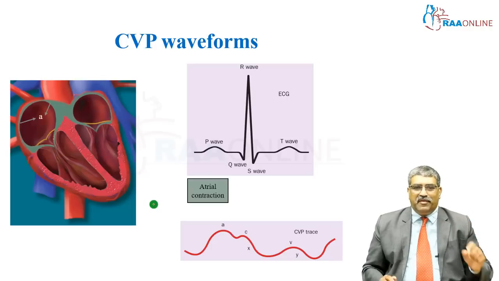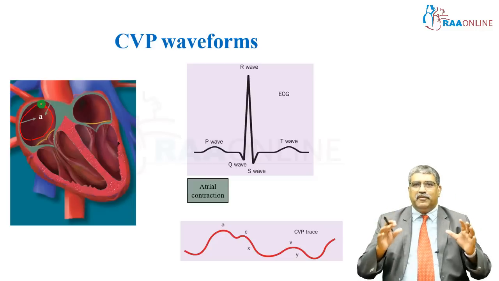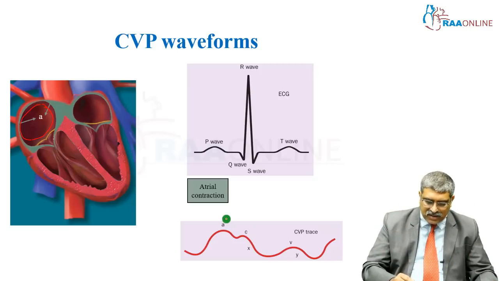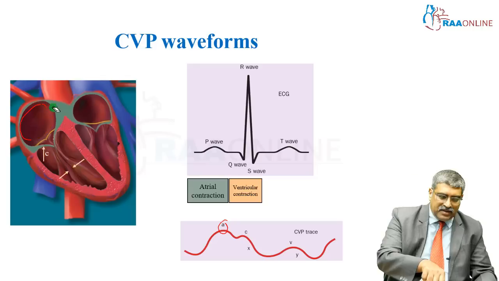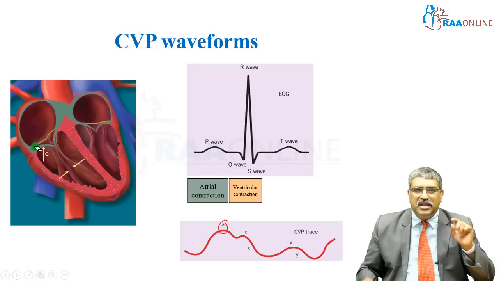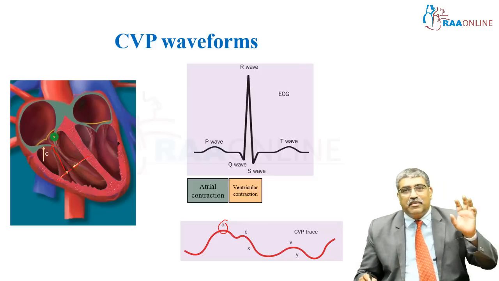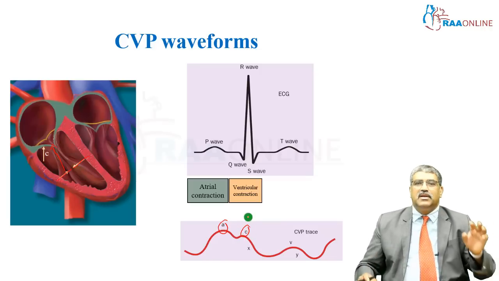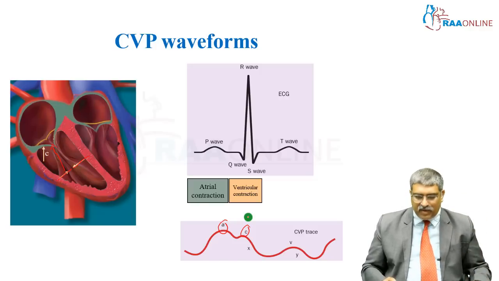The first wave is the atrial contraction, the main wave of the CVP. The atrium contracts and you can see the A wave appearing here. That is the first one. The second positive wave is the C wave. Here the ventricle contracts and this contraction of the ventricle is reflected back on the tricuspid valve, which is seen as a positive C wave. That is the second positive wave.